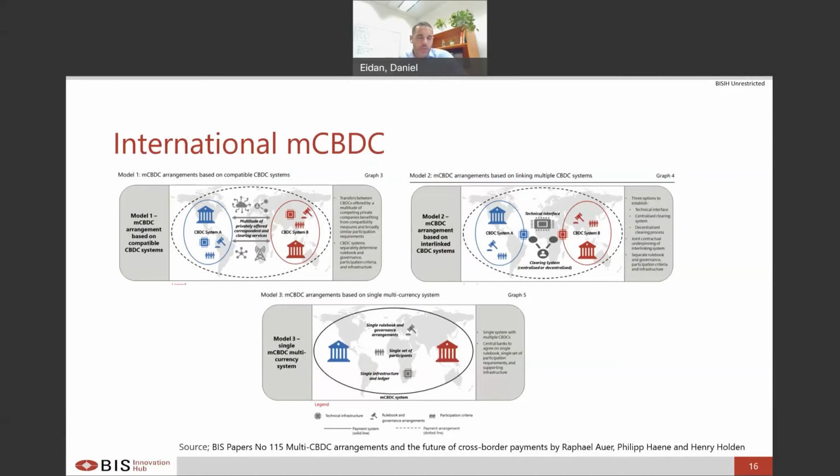That is very much Model 2. So you can think about it as every domestic region or every economic zone having their own type of wholesale or retail CBDC, and technical interfaces that ultimately bilaterally connect between these systems. Last but not least, Model 3 is the simplest, and Model 3 talks about a single rulebook, a single governance arrangement, a single ledger, so to speak, where you can pay and settle cross-border CBDC currencies.